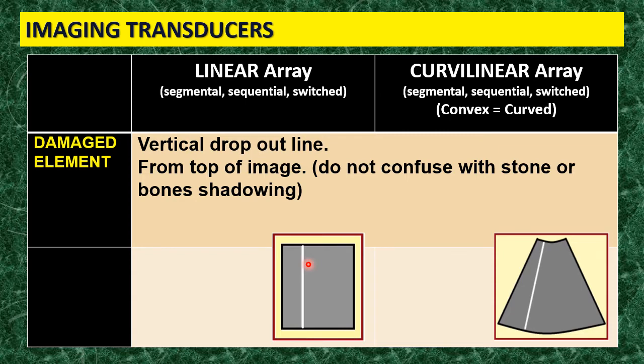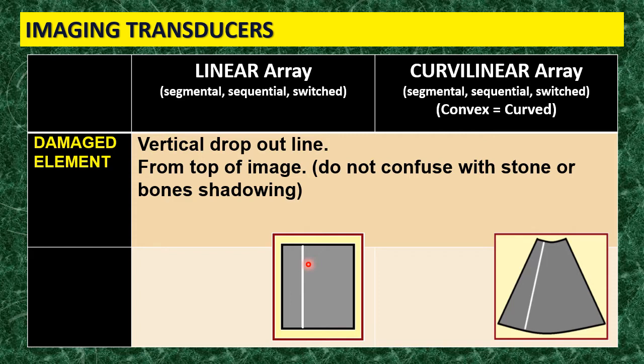Starts from the rib or the stone, not starting from the face of the transducer, right? So this is how to differentiate. The one that is starting from the face of the transducer is a dropout line because of some damage to the active elements, but the one shadowing from a rib or a stone is coming from this particular part, which is the rib or the stone. That's why it's not coming from the face of the transducer, right?